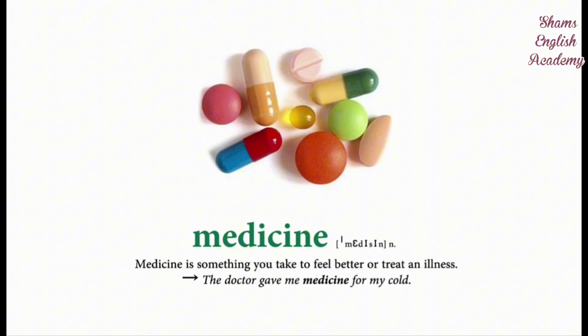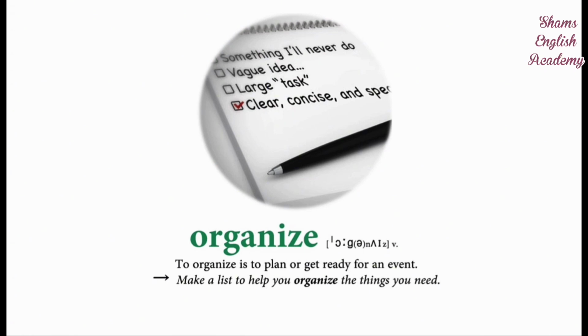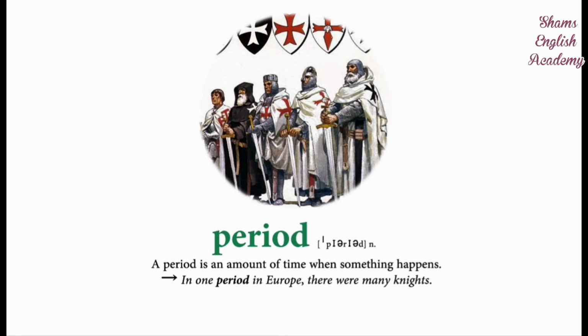Medicine. Medicine is something you take to feel better or treat an illness. The doctor gave me medicine for my cold. Mix. A mix is different things put together. The green mix we made in science class spilled onto the table. Organize. To organize is to plan or get ready for an event. Make a list to help you organize the things you need. Period. A period is an amount of time when something happens. In one period in Europe, there were many nights.